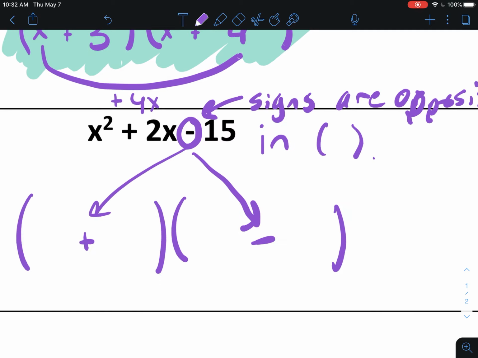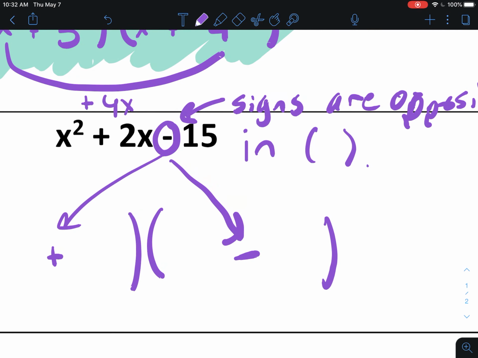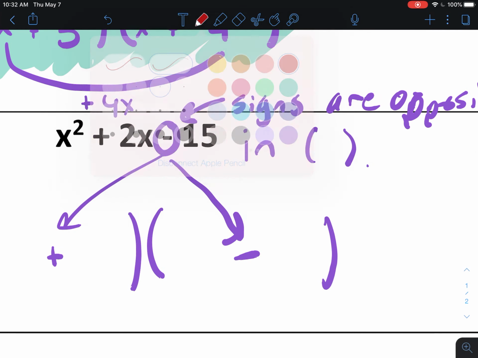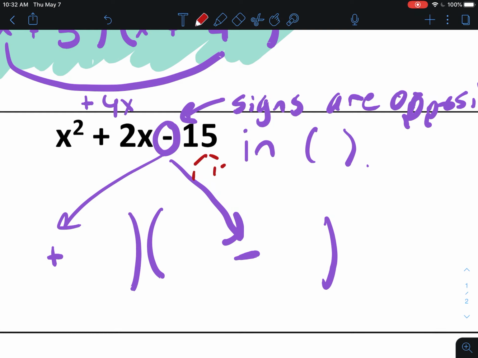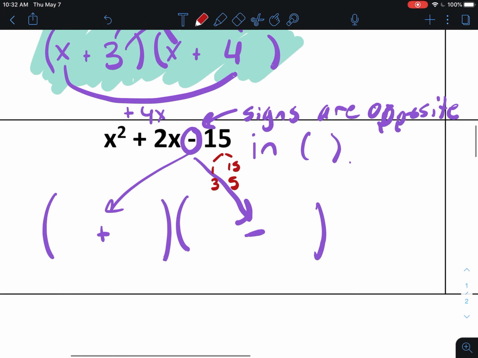So next we're looking at factors of 15. So factors of 15, I'm going to change my color here. We have 1 and 15, 3 and 5. Now what we're looking for is if we subtract 2 of these numbers. So if we take 2 of these numbers and subtract them, either 3 minus 5 or 5 minus 3 or 1 minus 15 or 15 minus 1, we want to get a positive 2 in the middle.